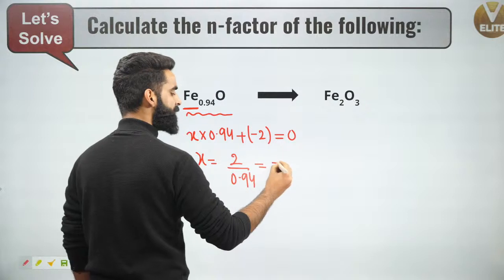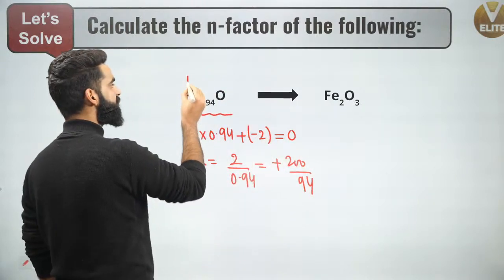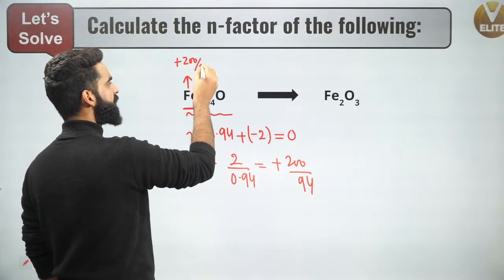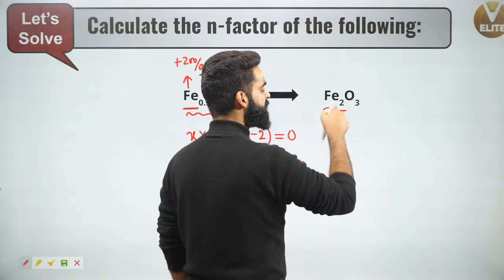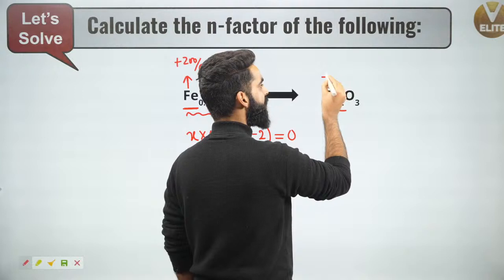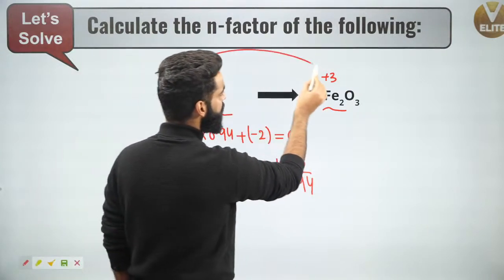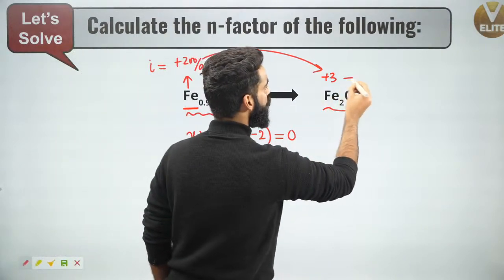Can I say it's going to be +200 divided by 94? This is going to be my average oxidation state of this iron in this compound, which is +200 divided by 94. What about the oxidation state of this iron right here? Isn't it going to be 2x minus 6 is equal to 0? So x is equal to +3. The oxidation state of iron is changing from here to here. Can I call this the initial oxidation state of iron? Can I call this the final oxidation state of iron?